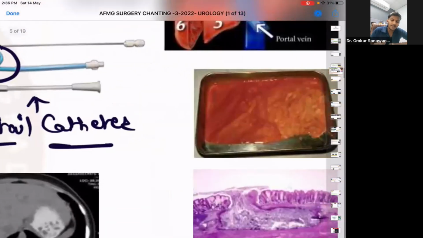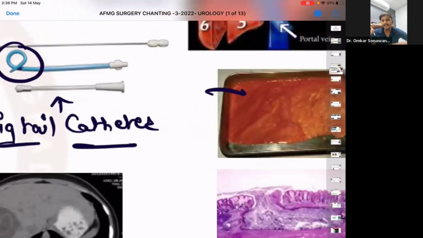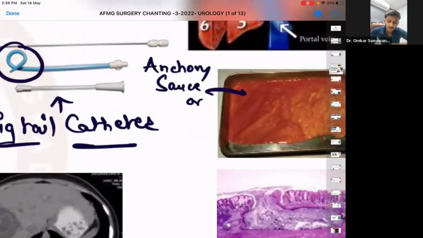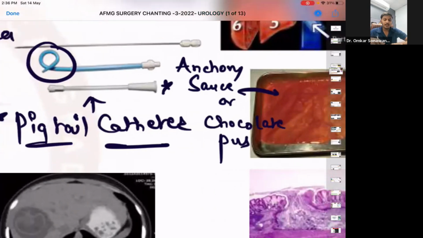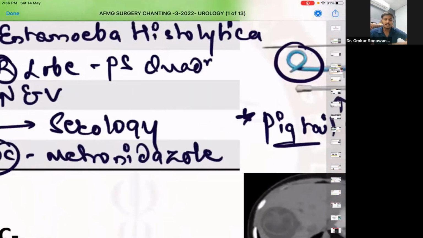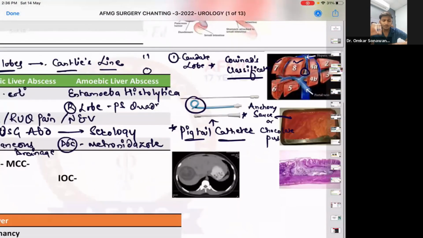Here you can see a pus which is seen in cases of amoebic liver abscess. This pus characteristically has a name. It looks like chocolate, or it looks like a sauce known as anchovy sauce pus, or sometimes some books also call it the chocolate pus. So anchovy sauce pus or chocolate pus is seen in conditions of amoebic liver abscess.